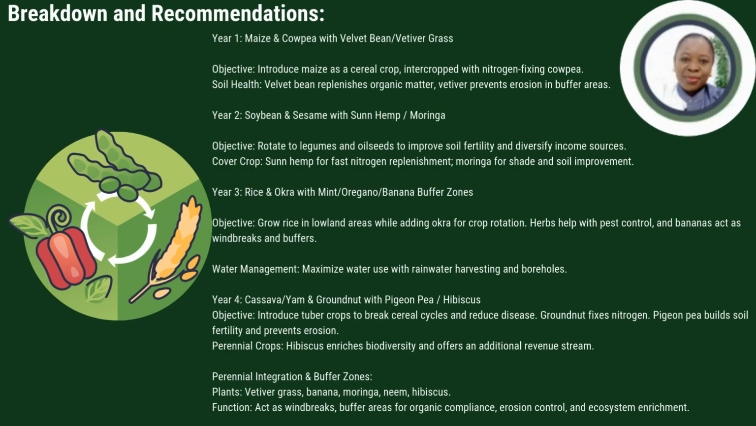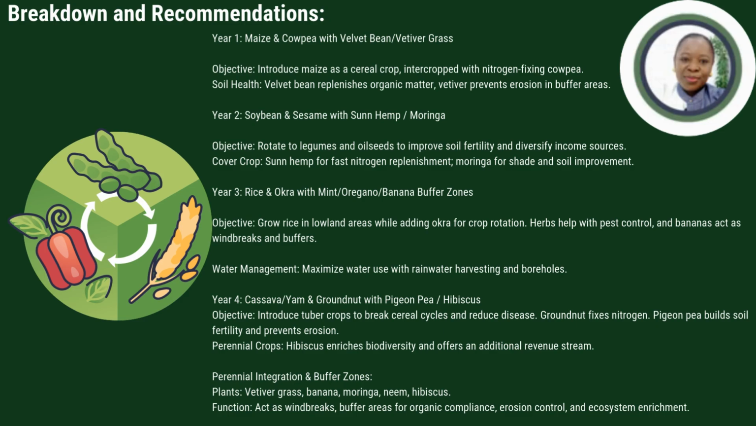Before we proceed to the problem solving charts for diagnosing and addressing rotation related issues, let's look at the breakdown and recommendation of the plan we just considered. In the first year, maize and cowpea with velvet bean or vetiver grass, and the objective was to introduce maize as a cereal crop intercropped with nitrogen fixing cowpea. The soil health solution it provides is that the velvet bean replenishes organic matter and the vetiver prevents erosion in buffer areas.